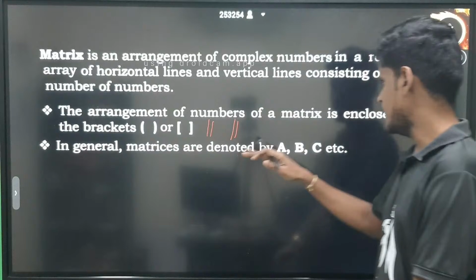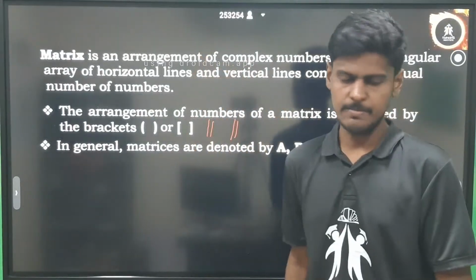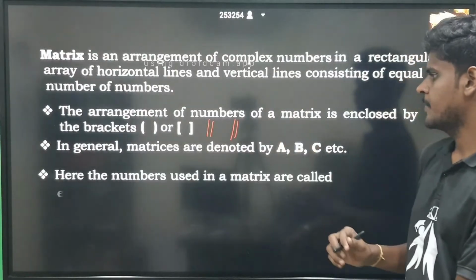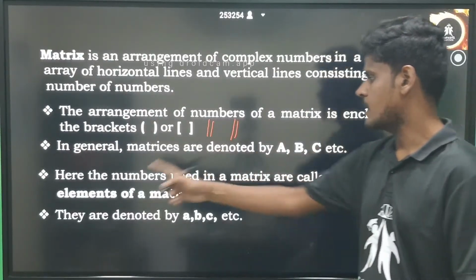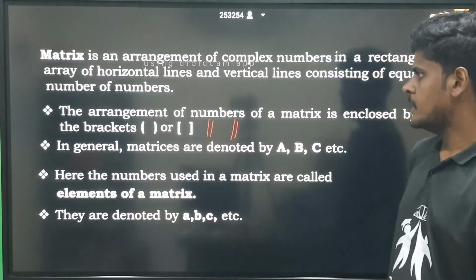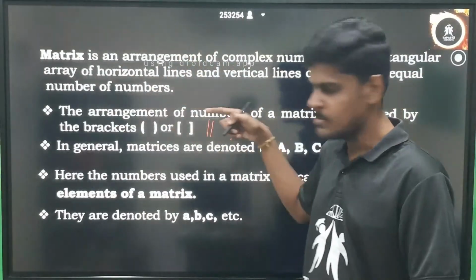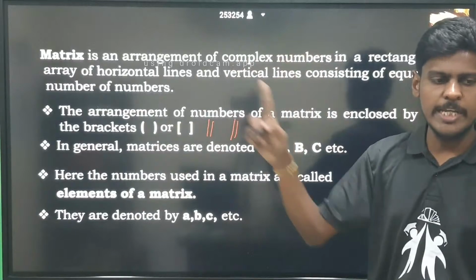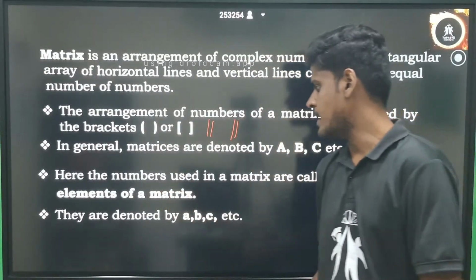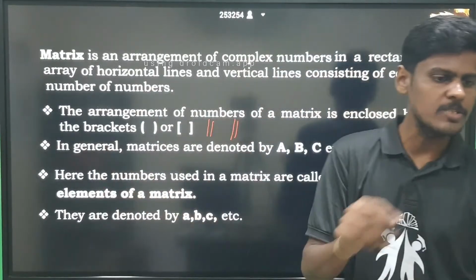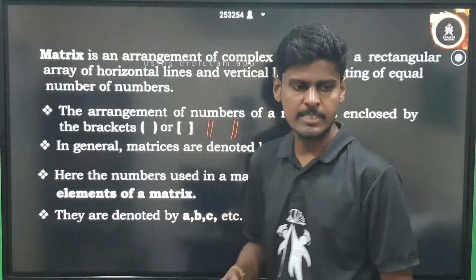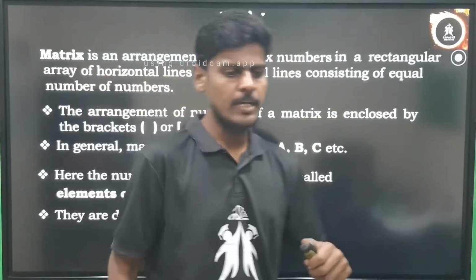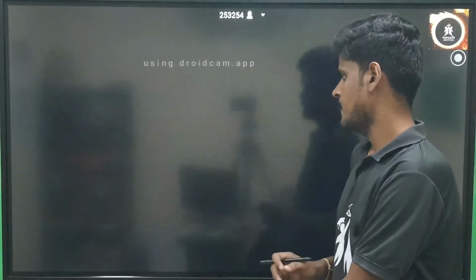Now in general, a matrix is denoted by capital letters. That is A, B, C, X, something like that. Now the numbers in the matrix are called elements of the matrix. For example, in the previous case we saw an arrangement of numbers 1, 2, 3, 4, 5, 6. Those numbers 1, 2, 3 are called elements of the matrix, which are generally denoted by small letters, that is a, b, c, x. Small letters generally denote the elements, and capital letters represent the entire matrix.